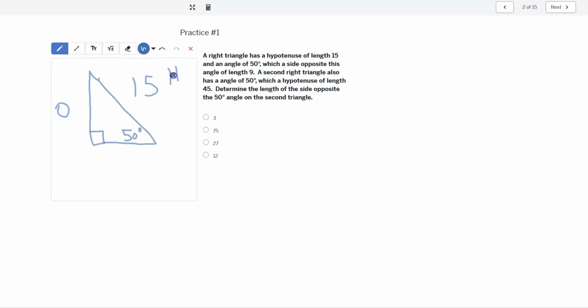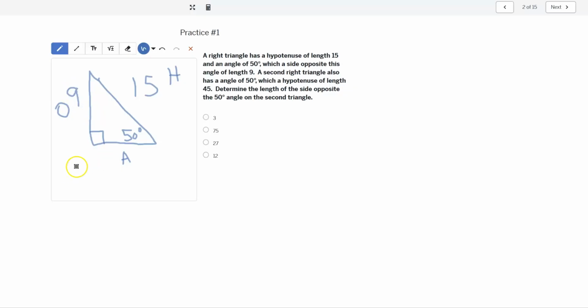Opposite, hypotenuse, adjacent. Again, this is my reference angle of 50 degrees, so due to the reference angle being that bottom right, the adjacent side is going to be next to it, right? And the opposite is going to be the side not touching it. Alright, so the opposite, this has a length of 9.